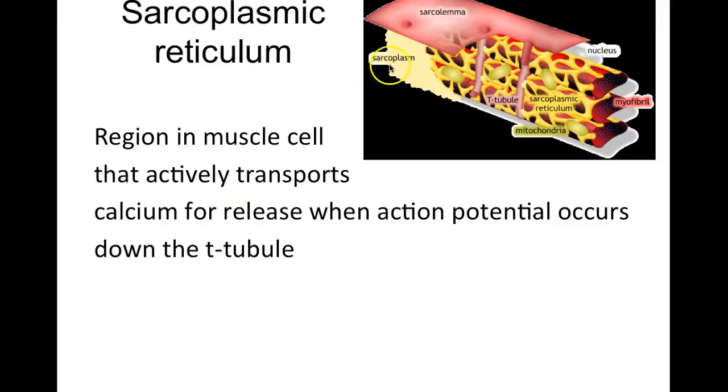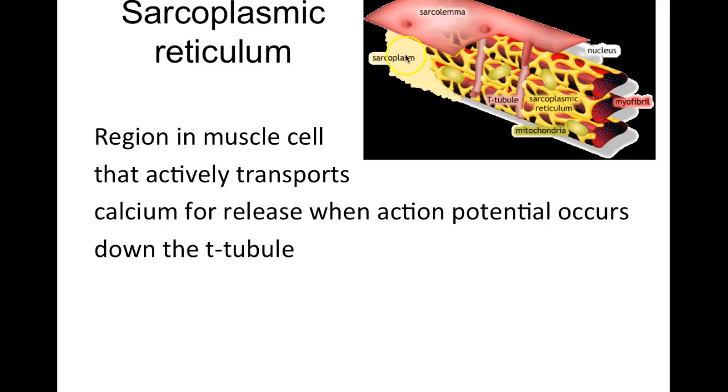So up here, you're going to see the sarcoplasmic reticulum, that sort of mesh network. This is what stores all of that calcium. So the calcium is actively transported up into the sarcoplasmic reticulum, which means it requires ATP. So that's how we get that very high concentration. We work against that concentration gradient to store a ton of calcium in this mesh network here.